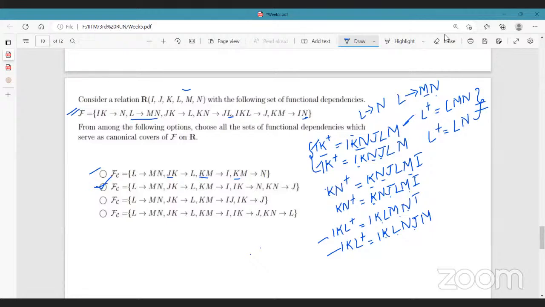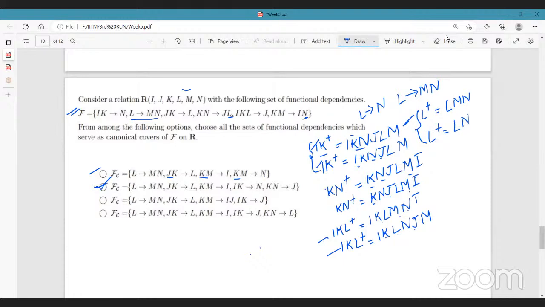If you are getting the closure, you can see in this particular case the closure of L was not giving the same, right? So we got to know that there is no extraneous attribute in this particular functional dependency. My question is whether it is required to check all others to ensure that it is not extraneous. Yeah, that would be better if you check. That would give you a more precise answer.